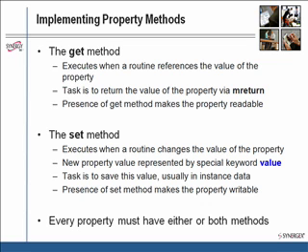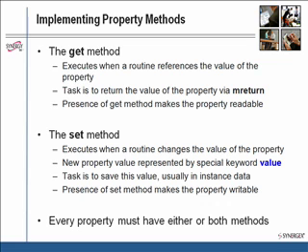The get method executes when the value of the property is referenced by other code. The job of a get method is to return the current value of the property via an mReturn statement. Remember that including a get method in a property makes the property readable.